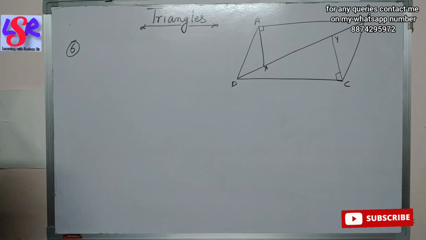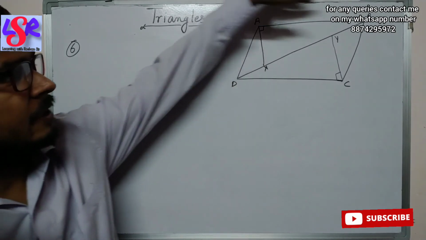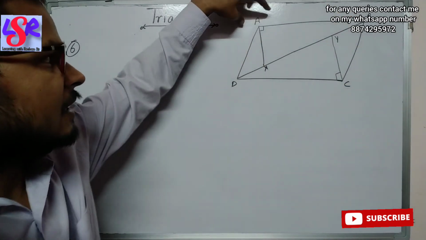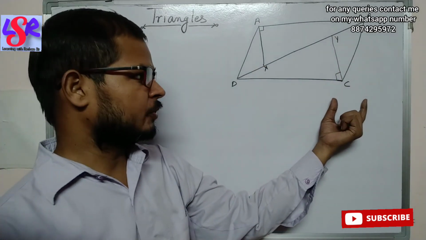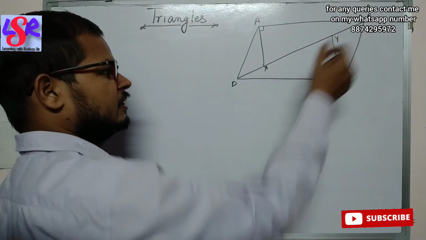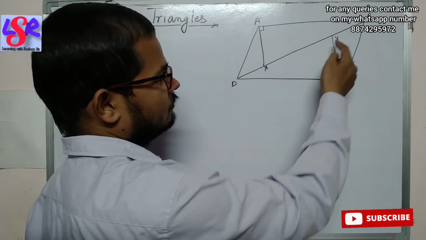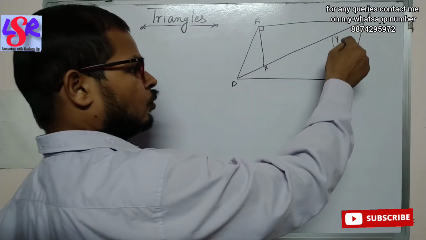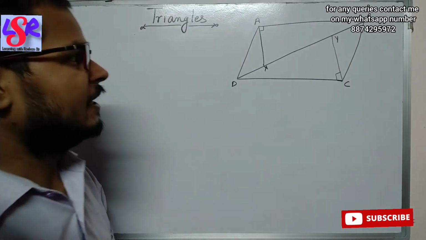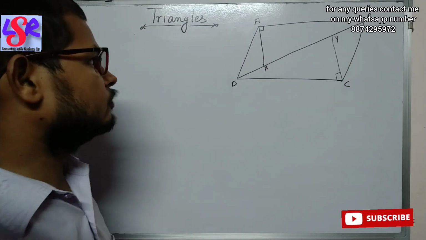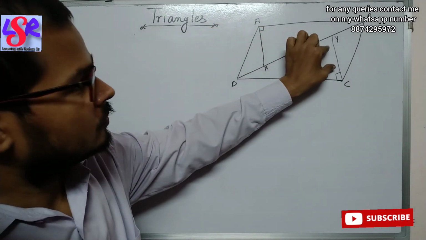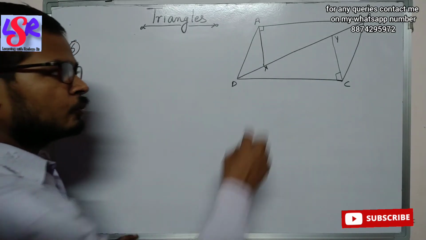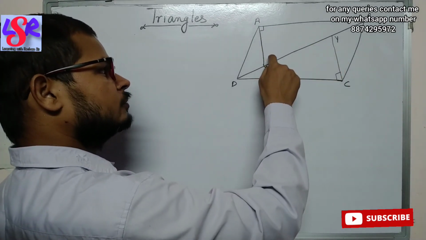Now here in question number 6, we have a parallelogram ABCD such that angles A and C are obtuse angles, and on the diagonal BD we have taken 2 points X and Y such that these angles XAB and YCD are both right angled over here. Now we have to prove this AX equals CY. To prove these two sides equal, we are going to prove these two triangles congruent.